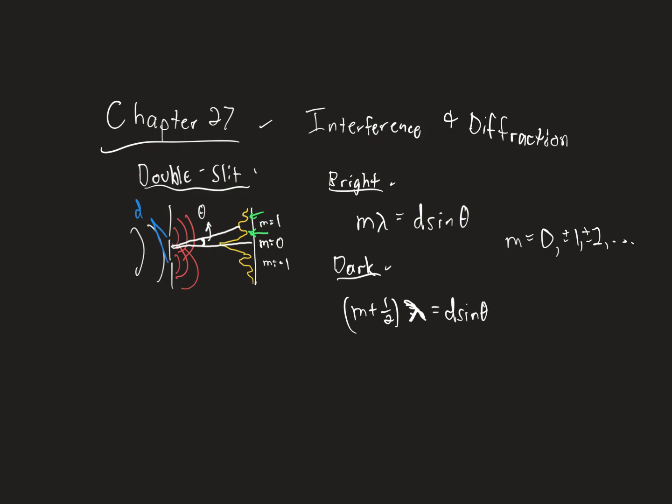Here, everything represents the same stuff. m is equal to 0 for the first dark spot. So if m equals 0, you have this m plus 1/2, so 1/2. So it would be this spot and this spot. These two dark spots, then these two dark spots.